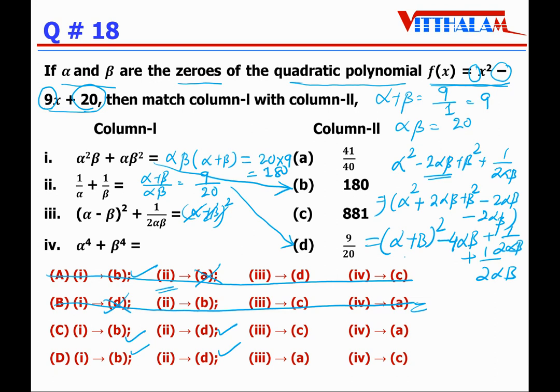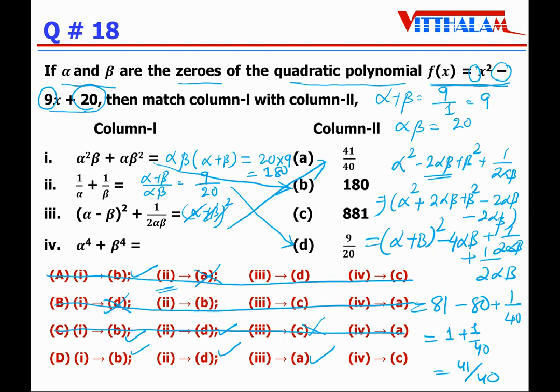Now alpha plus beta is 9 square, so 81, minus 4 times alpha into beta, so 4 times 20, 80, plus 1 by 2 times alpha beta, that means 40. So it is 1 plus 1 by 40, that means 41 by 40. So 41 by 40 means A. C is out. So answer is D.